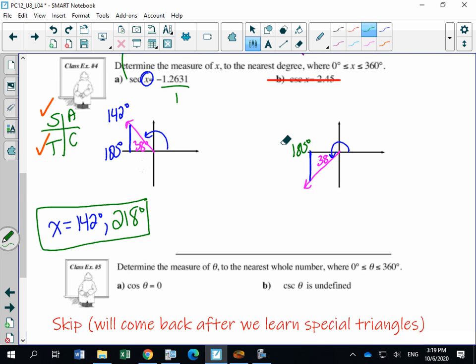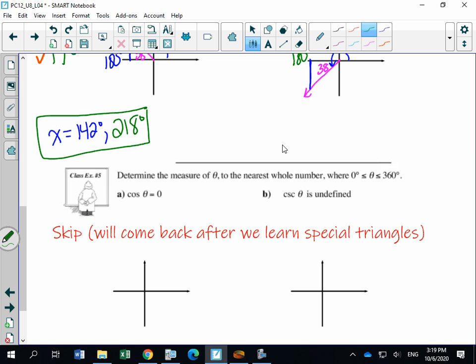Class example 5, we are not going to do. So I'm going to come back to this class example, so don't cross it out. I want to show you the special triangles, which is the next lesson, and then I come back, and once we have our unit circle done, then we will go and we will do class example 5.